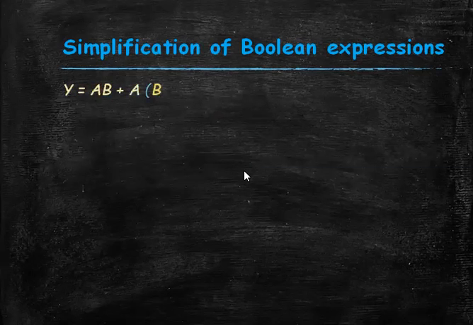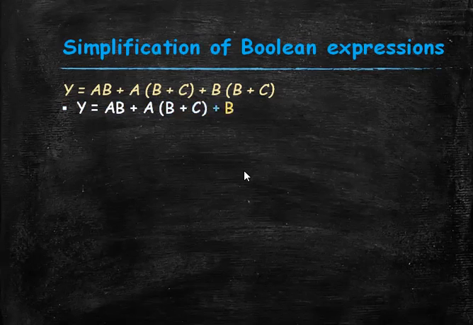Next question is, we have to simplify Y = (A + B)(A + C)(B + B)(B + C)... We are removing the brackets by multiplication. Okay, then we get AB + AC + BB + BC.